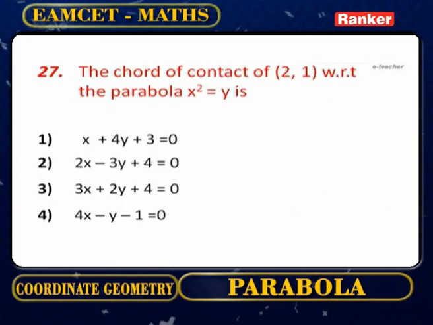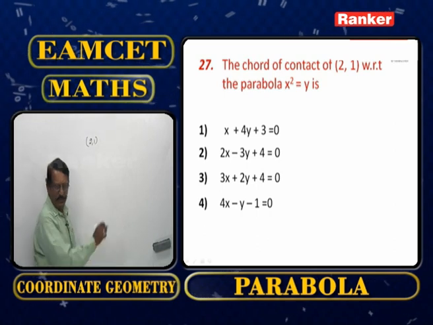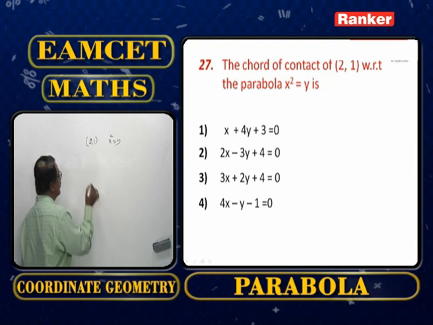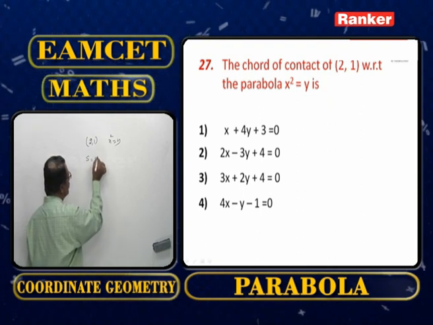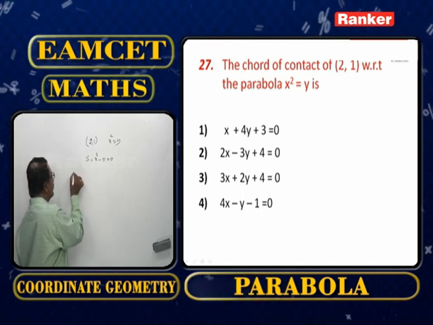The chord of contact of (2, 1) with respect to the parabola x² = y. Now, the equation of the parabola is S = x² - y = 0. Equation of chord of contact.